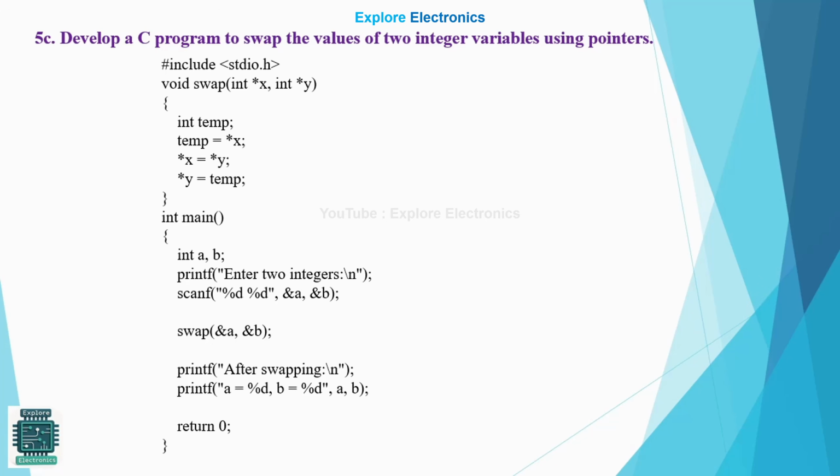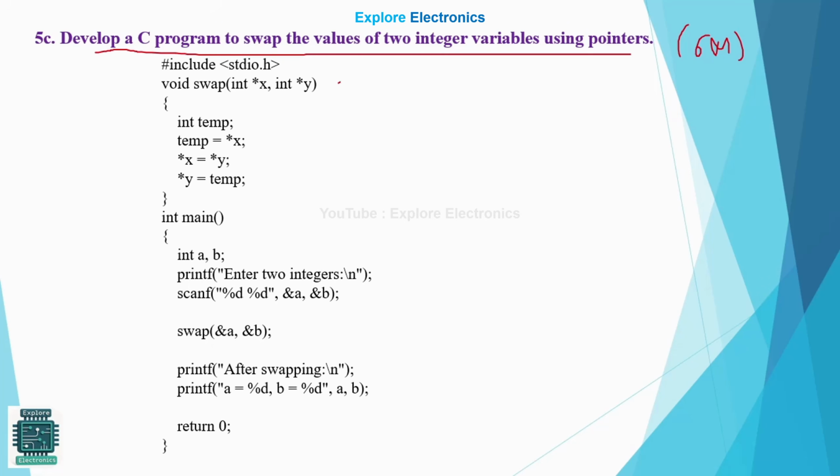The next question is fifth C. The question is: develop a C program to swap the values of two integer variables using pointers. The marks allotted for this question is 6 marks. And for the previous question also 6 marks was allotted.